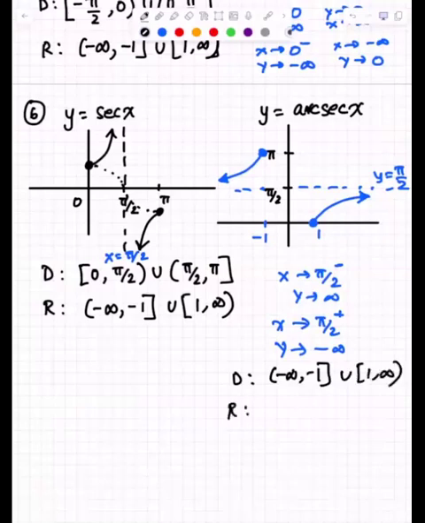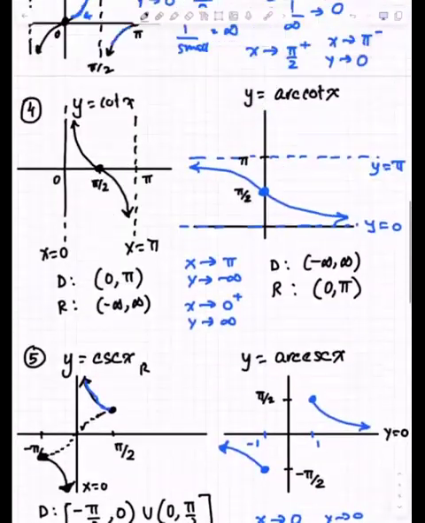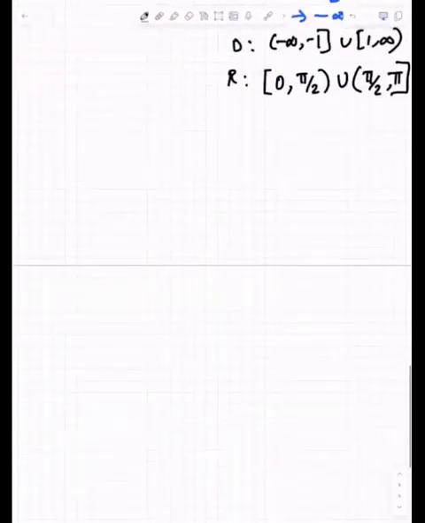But we care more importantly about the range. The range is just going to be the range of restricted cosine, which is from 0 to pi. Remembering to skip over pi over 2, I forgot to put that in, sorry. The range is from 0 to pi over 2, union pi over 2 to pi. That's it. Okay, let's do one kind of cool problem.